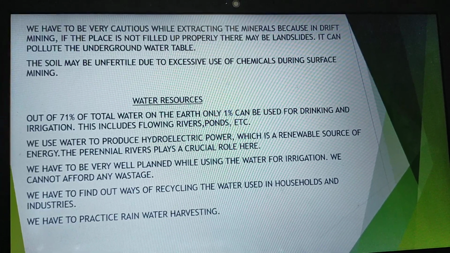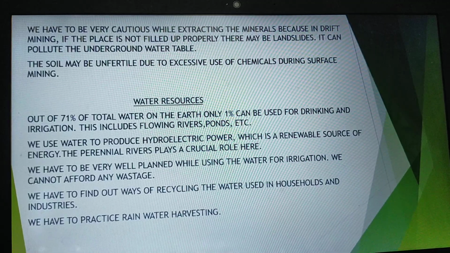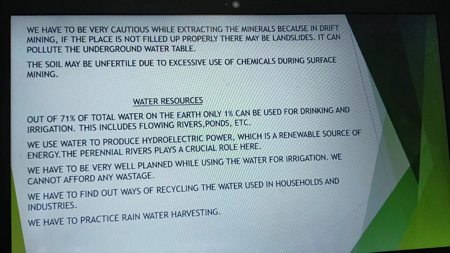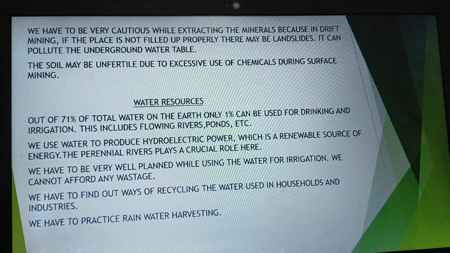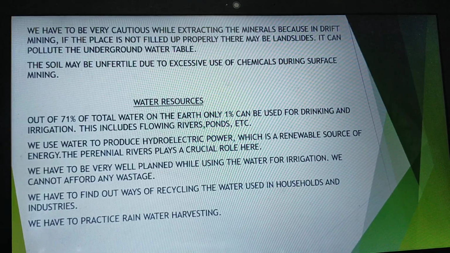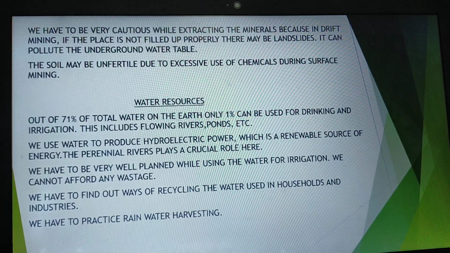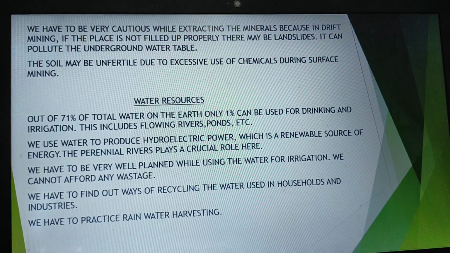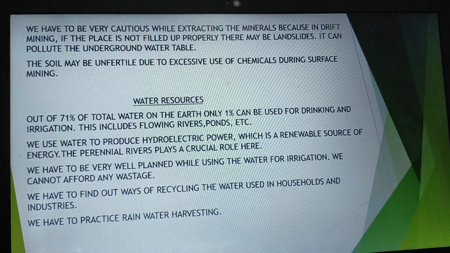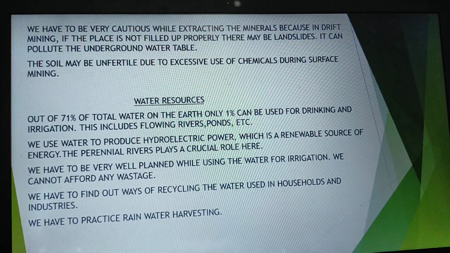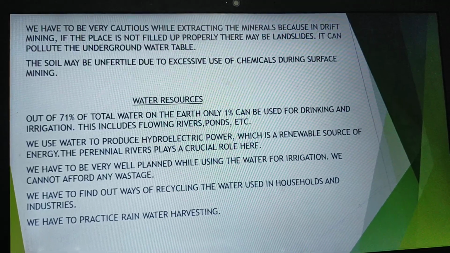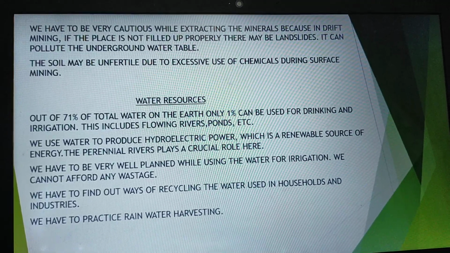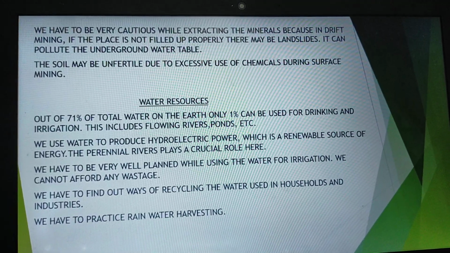We have to be very cautious while extracting the minerals, because in drift mining, if the place is not filled up properly, there may be landslides. It can also pollute the underground water table. The soil may be infertile due to excessive use of chemicals during surface mining. So we have to be careful of these while doing mining work.